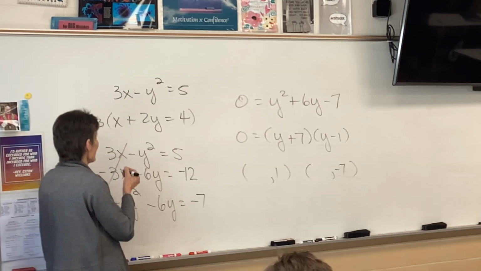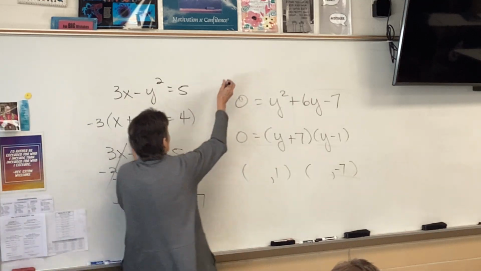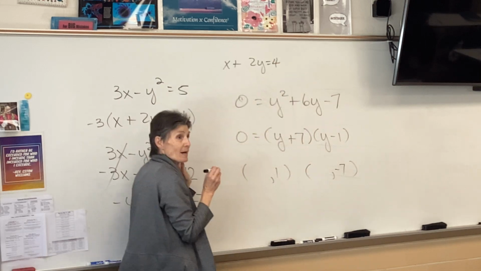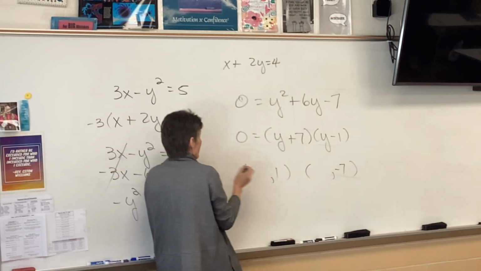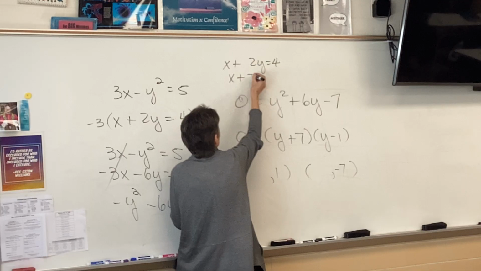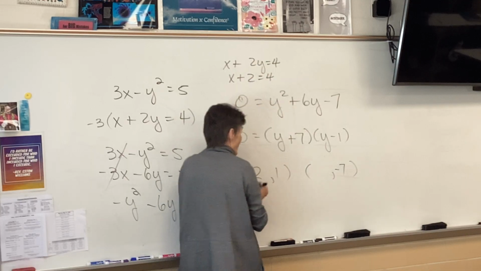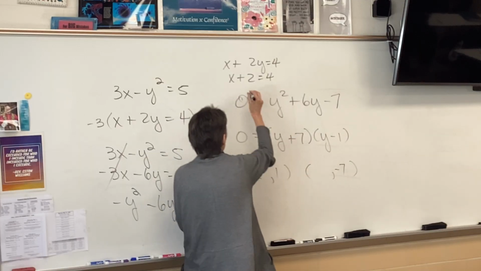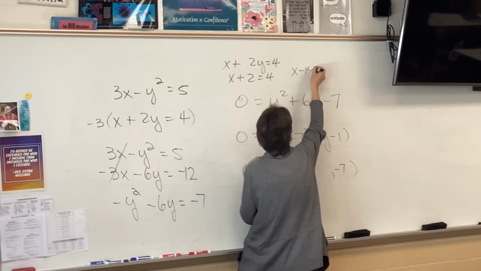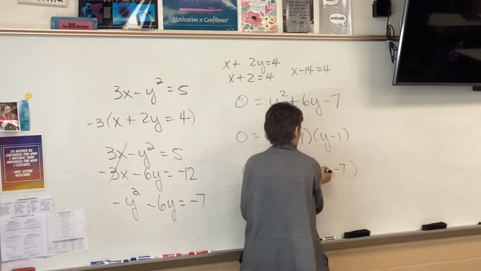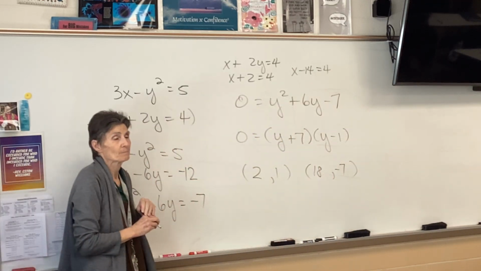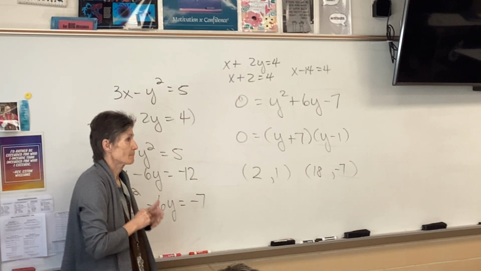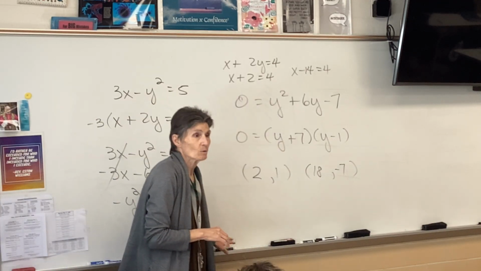And then I can come back over here, and I have to find my x. So if I put in 1, it looks like my x is 2. And if I put in -7, it looks like my x is 8. Anybody else have a question about that?